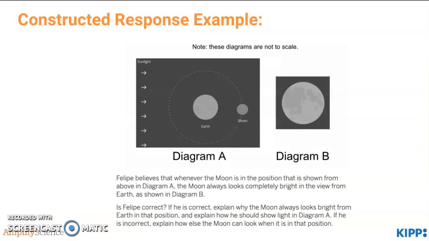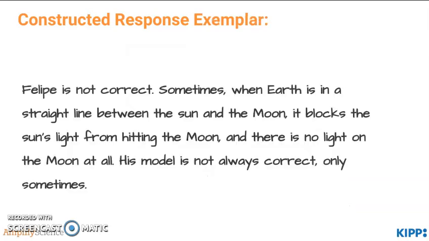Now, let's look at the constructed response. It says, Felipe believes that whenever the moon is in the position that is shown from above in diagram A, the moon always looks completely bright in the view from Earth as shown in diagram B. Is Felipe correct? If he is correct, explain why the moon always looks bright from the Earth in that position, and explain how you should show light in diagram A. If he is incorrect, explain how else the moon can look when it is in that position. Hit pause on the video and hit resume once you've completed the response.